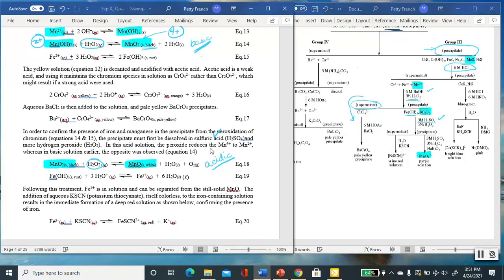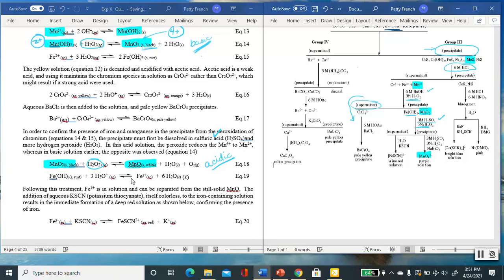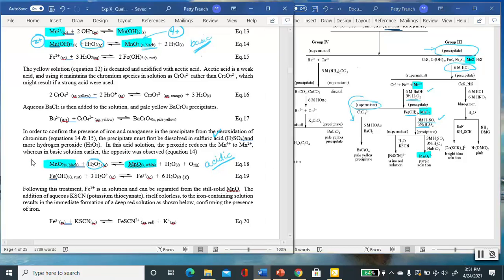Okay, so we dissolved the precipitate in sulfuric acid, and we added more hydrogen peroxide. And this is a very interesting thing, because now we're using the hydrogen peroxide, and we have manganese 4+ here with the hydrogen peroxide in an acidic solution. We're actually going to reduce the manganese from 4+ to 2+. So that's kind of cool. Hydrogen peroxide in basic solution oxidized the manganese, in acidic solution reduced the manganese.